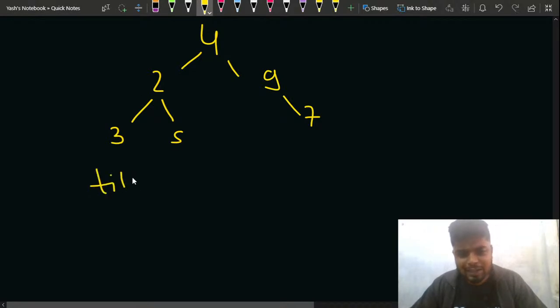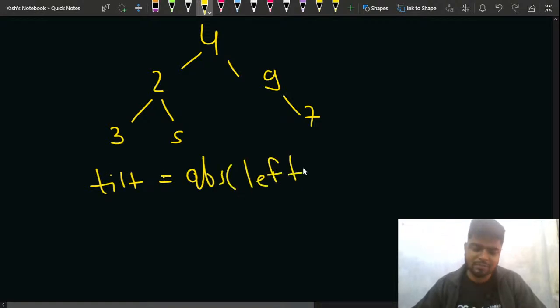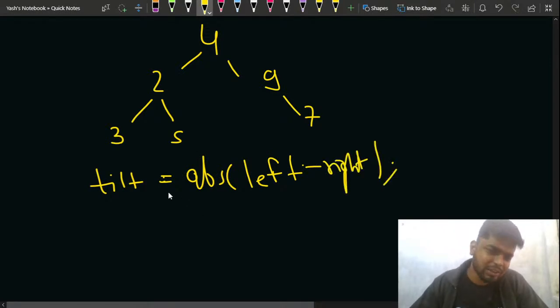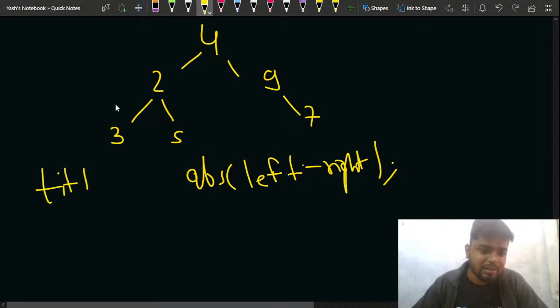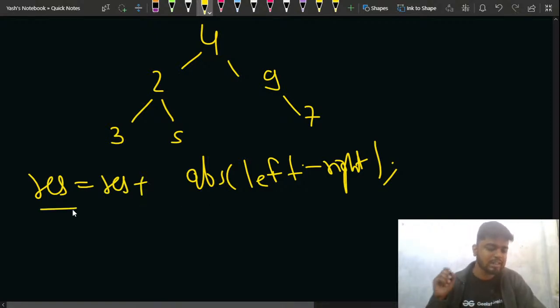So what is the value of tilt? The tilt will be nothing but the absolute of the left subtree minus the right subtree. This is perfect. But you will always have to accumulate the tilt, right? So tilt is equal to tilt plus absolute. Since you have to print the total tilt, the total tilt will come out when you take the sum of all the tilts, and for that you can use a resultant variable, result is equal to result plus this. So in this result value, you can store all the tilts, right?